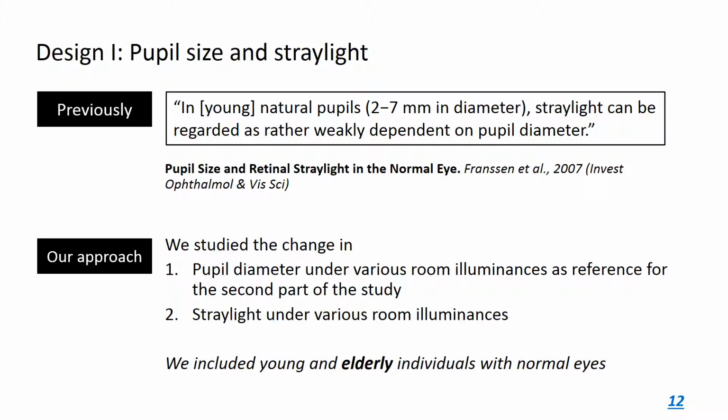In this part of our work, we wanted to find out what the pupillary conditions are during stray light measurement and what potential effect this might have on the measured stray light values. In other words, we investigated whether pupil size and stray light measured under dim room light conditions are the same as pupil size and stray light measured under dark room conditions. So we set out two objectives: to study the change in pupil diameter as a reference for the next part, and the change in stray light under various room illuminances. For this purpose, we included young and elderly individuals with normal eyes.